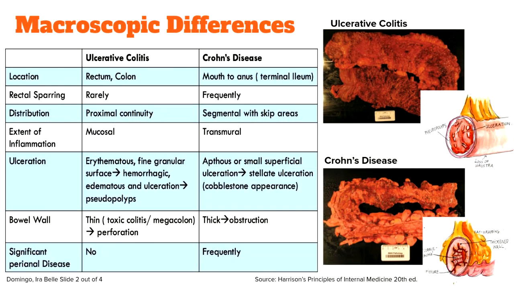Okay, look at the bowel wall between UC and Crohn's. You mentioned one of the differences is that for UC there could be perforation. How about in Crohn's? Can there be perforation?